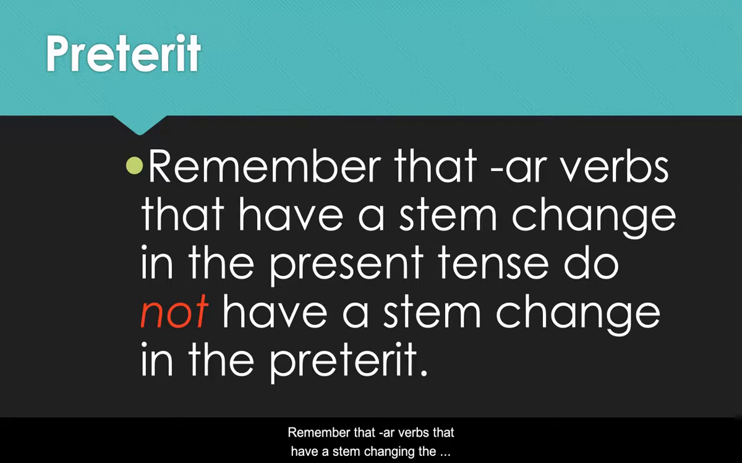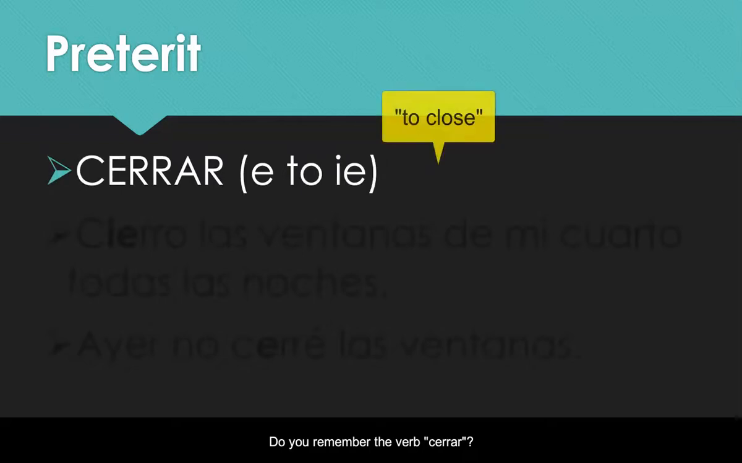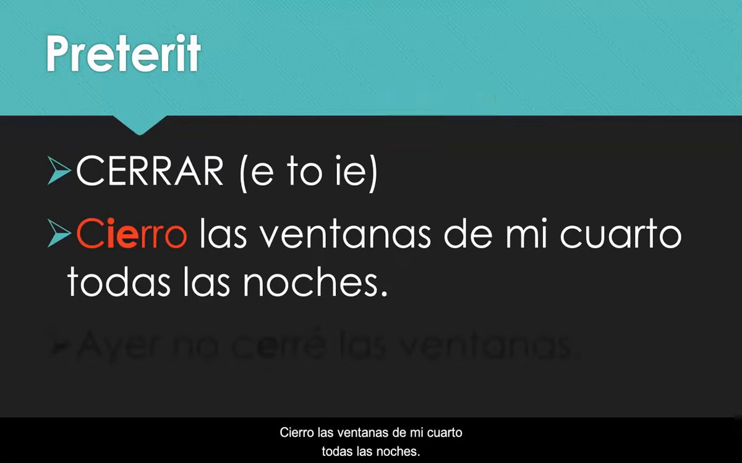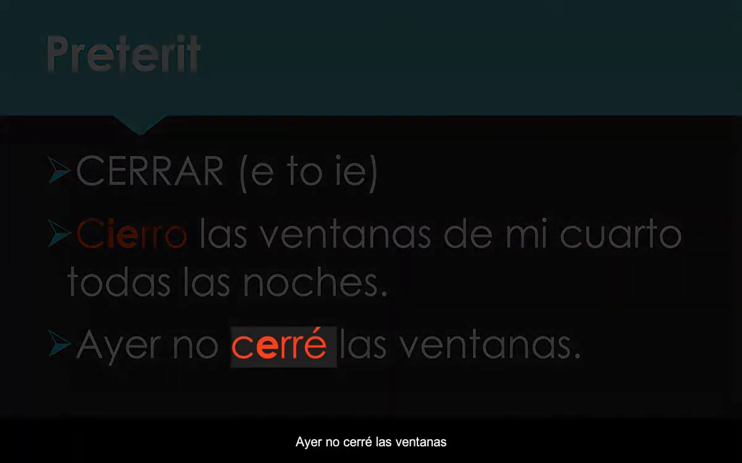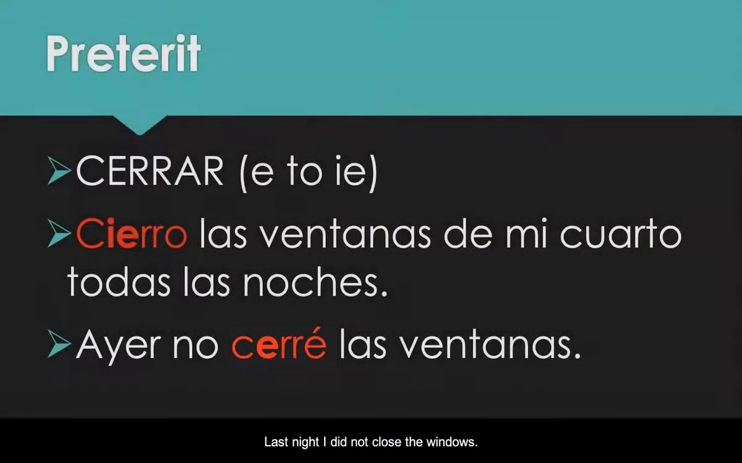Remember that AR verbs that have a stem change in the present tense do not have a stem change anymore in the preterite. Do you remember the verb cerrar? Cerrar was a stem changing verb that changed from E to IE. Example, cierro las ventanas de mi cuarto todas las noches. I close the windows in my room every night. However, in the preterite, there's no need to change to stem changing this verb. So we are going to use the verb as is. Ayer no cerré las ventanas. Last night, I did not close the windows.